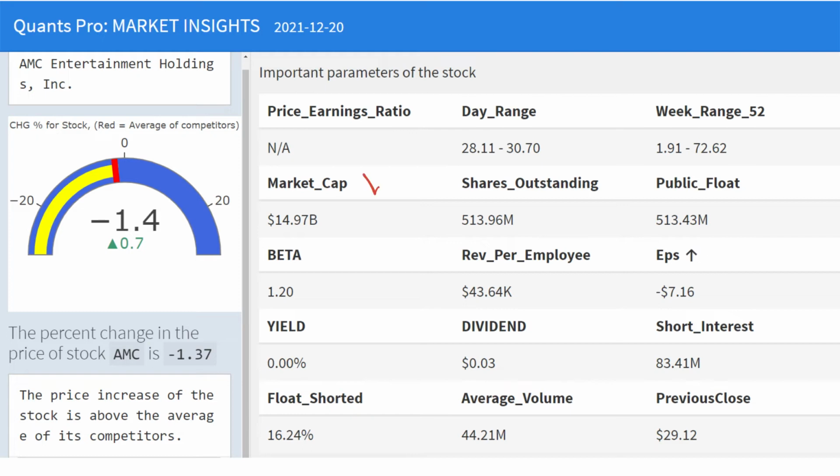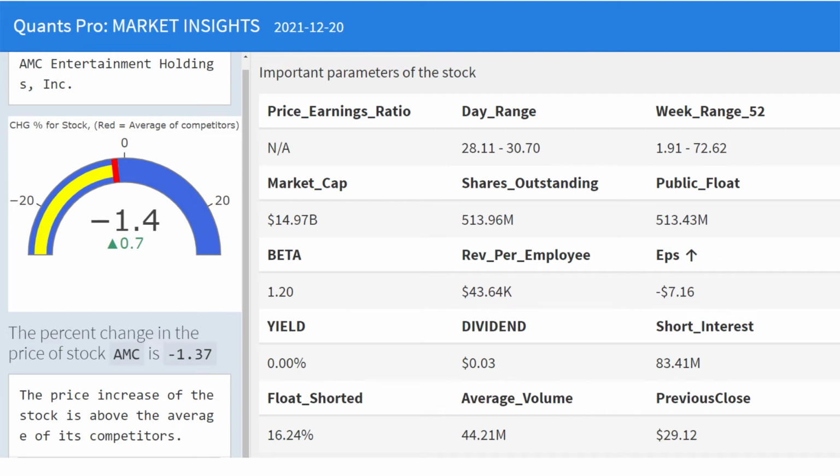The market capitalization value, which expresses the weight of the company's performance in the market, is $14.97 billion. Public float value is also approximately $513.43 million. The stock of the company closed at 0.1 with an average volume of 44.21 M. While the stock oscillated in the range of 28.11 to 30.70 during the day, the 52-week movement range was 1.91 to 72.62.